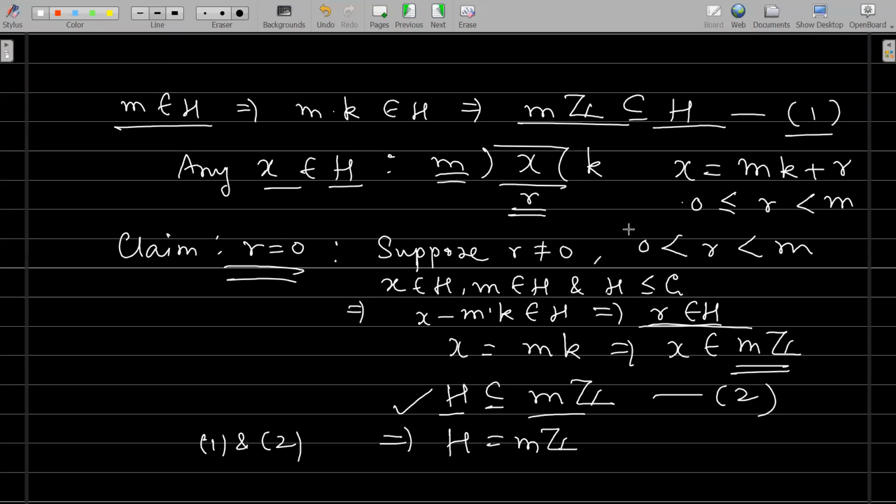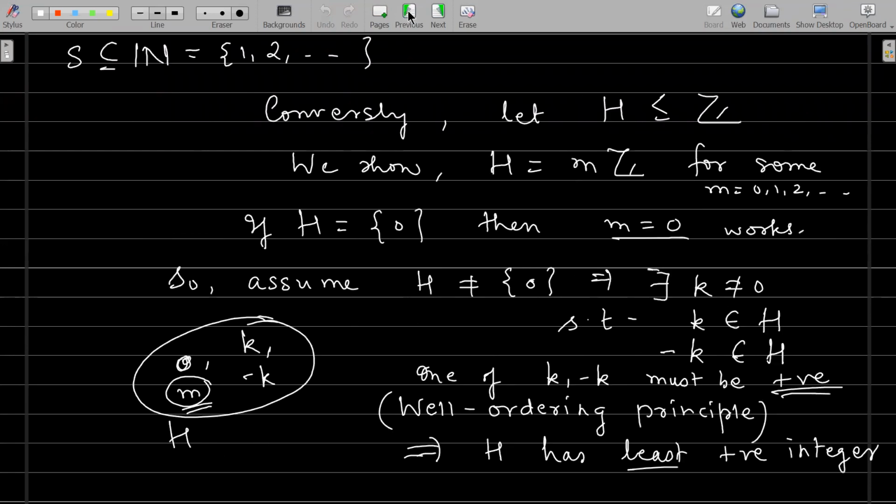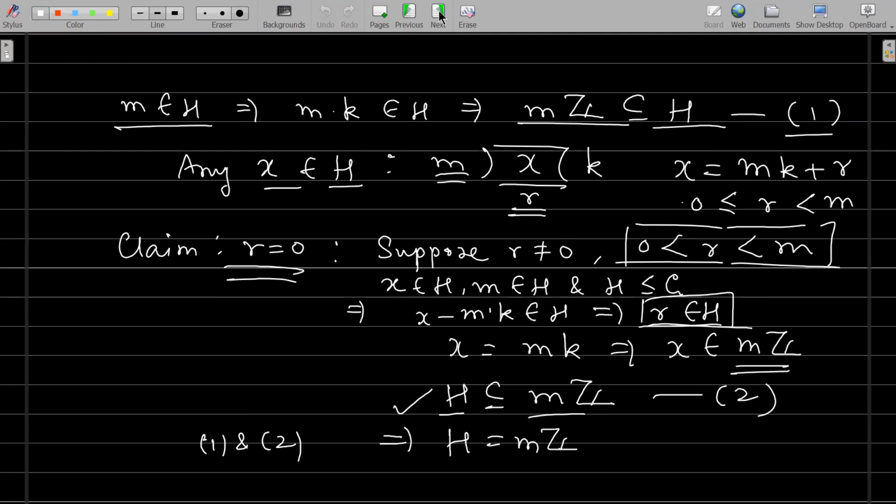Is it right? And do you see this is a contradiction? Why? Because R is positive by our assumption. R is less than M and it belongs to H. What was our M? M was the least positive integer inside H. And now something smaller than M, positive, belongs to H. Is it contradicting the minimality of M?